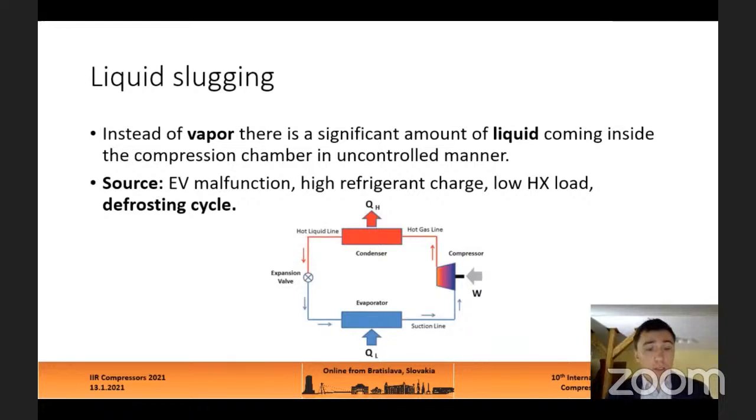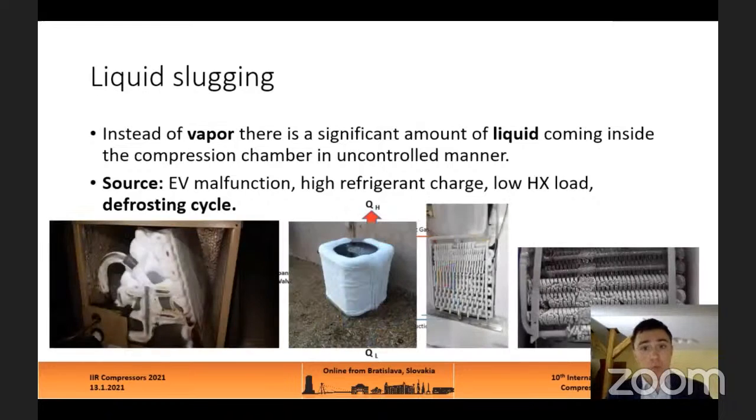The intentional source of the liquid refrigerant is the defrosting cycle, where we also open the expansion valve and let the hot refrigerant from the condenser go through the evaporator and melt down the ice formation on the outer surface of the evaporator, which we can see, for example, here.